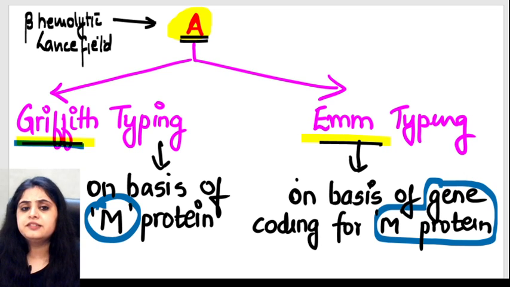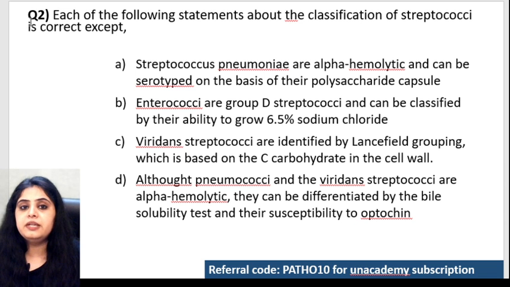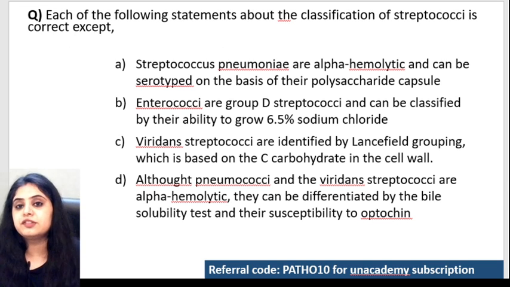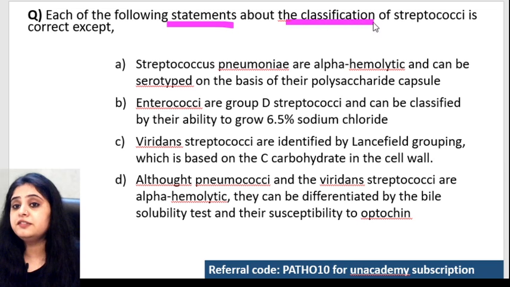Now having done this, let us assess the next question, which is this. Numbering has probably just been auto-formatted in some way. We are probably on some 5th or 6th question. But tell me, each of the following statements about the classification of Streptococcus is correct except. Quite a multi-layered question, so it will take you time, guys. Streptococcus pneumoniae are alpha hemolytic, right? So I'll keep analyzing every statement.